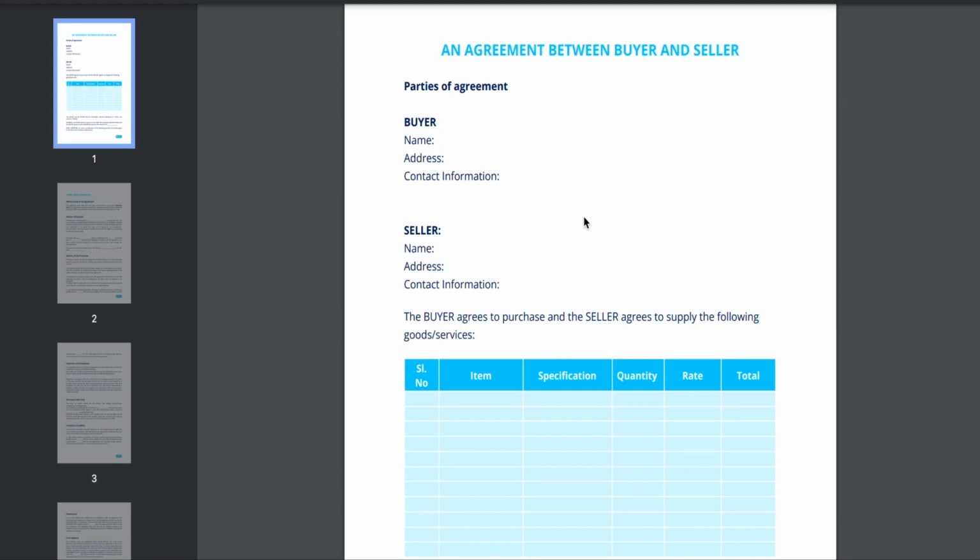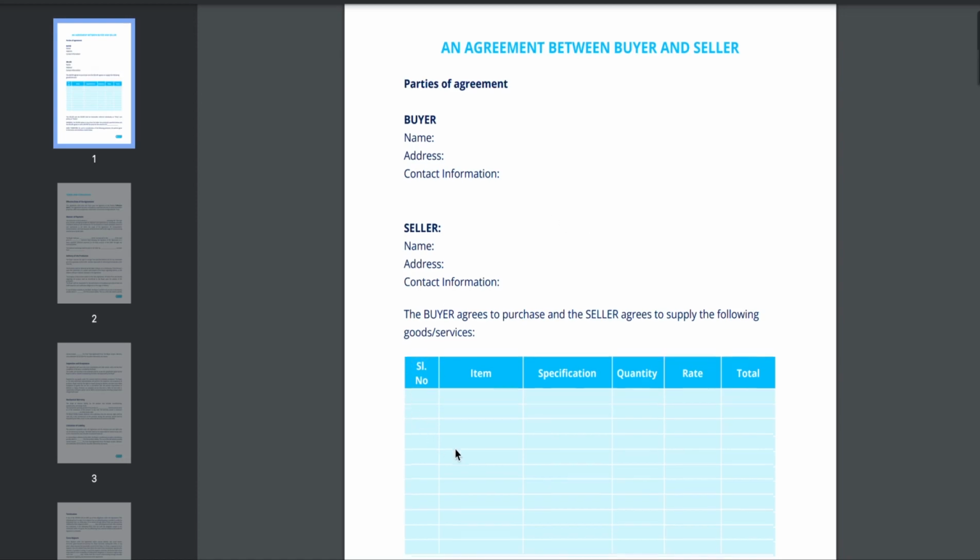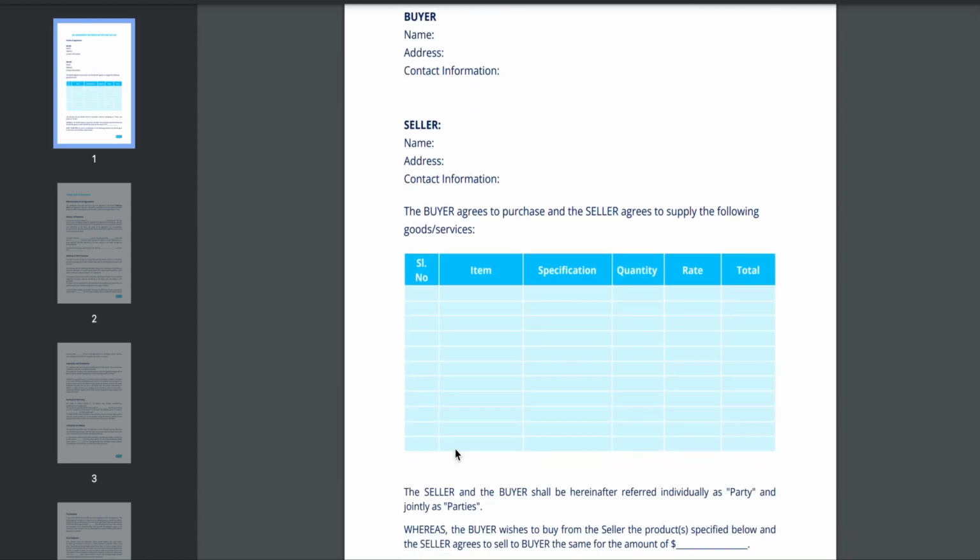Moving on to the table of the details of the deliverables. The table provided in this section is a catalog of the goods or services being exchanged between the buyer and the seller. It serves to document what is being bought and sold. Each item has a unique serial number, a description, specification, quantity, rate, and the total.